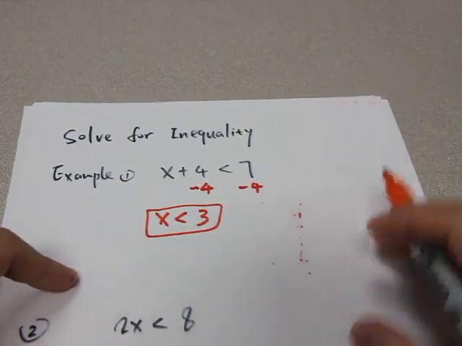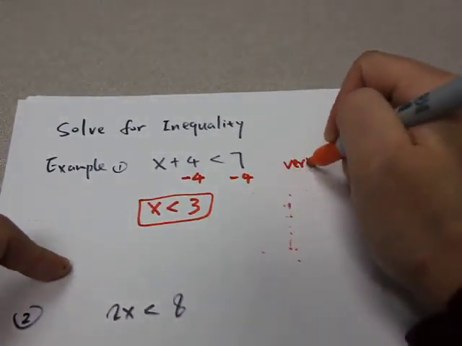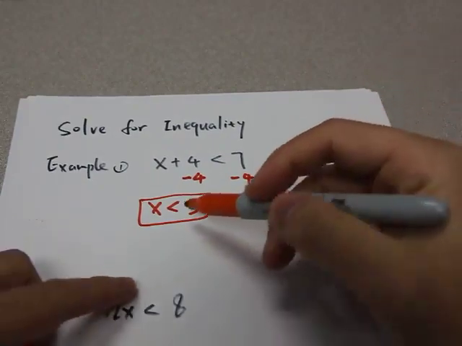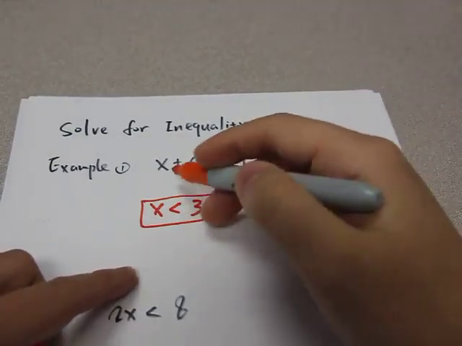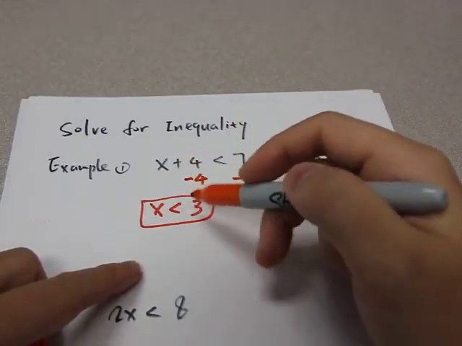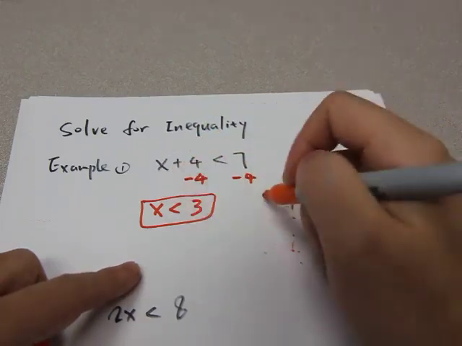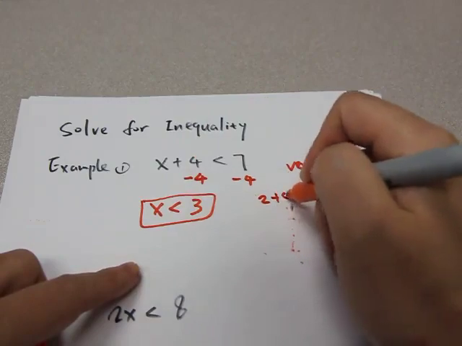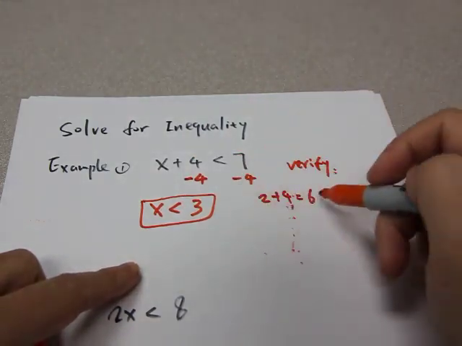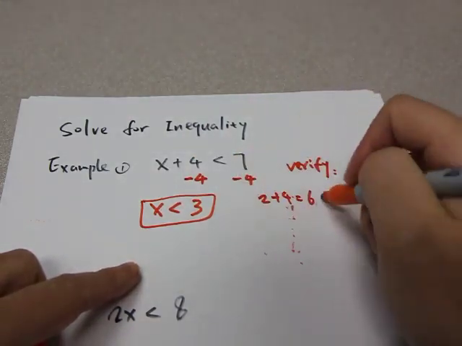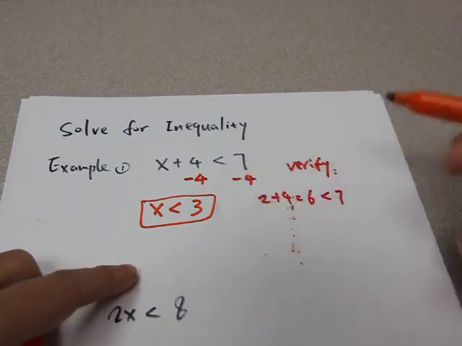Now, we can verify this result. Let's see if x equals 2 is a solution. If x equals 2, 2 plus 4 equals 6, right? And because 6 is less than 7, 2 is a solution.